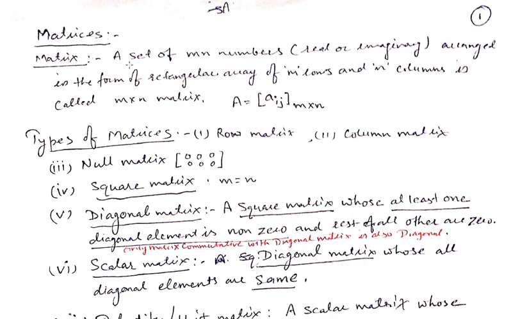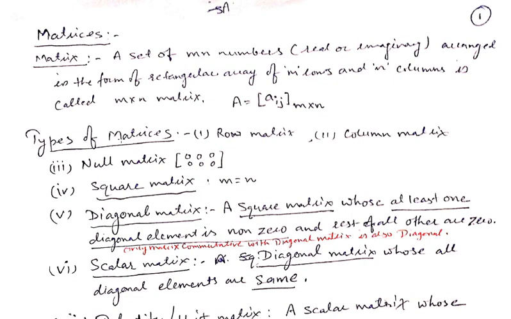The definition of a matrix is a set of mn numbers, real or maybe imaginary, arranged in the form of a rectangular array of m rows and n columns, called an m cross n matrix. It is denoted by a capital letter A equals Aij m cross n, where Aij represents the element of the matrix. Here m cross n represents the number of rows and number of columns. This rectangular array might be constructed from the coefficients of a system of equations, and the matrix helps us solve a system of equations in an easy way.